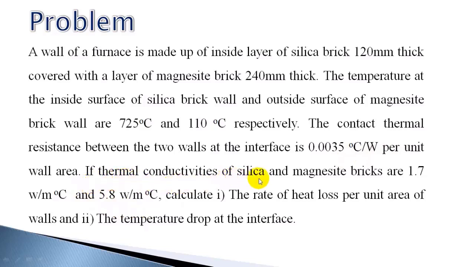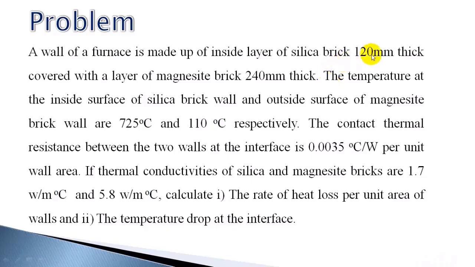If the thermal conductivities of silica and magnesite bricks are 1.7 watts per meter degree centigrade and 5.8 watts per meter degree centigrade, calculate the rate of heat loss per unit area of wall and the temperature drop at the interface.